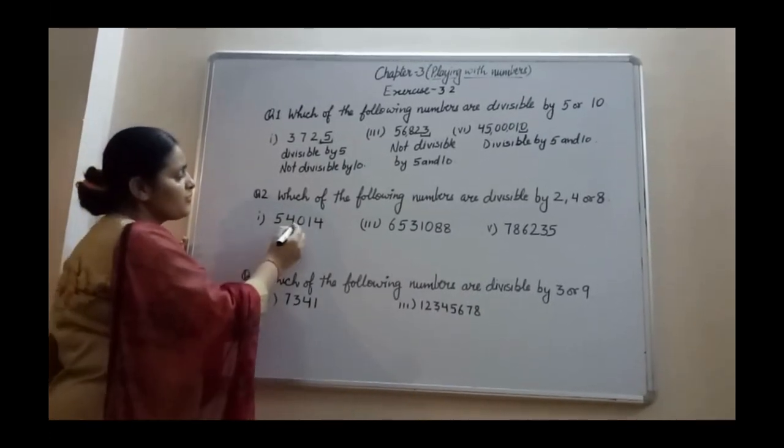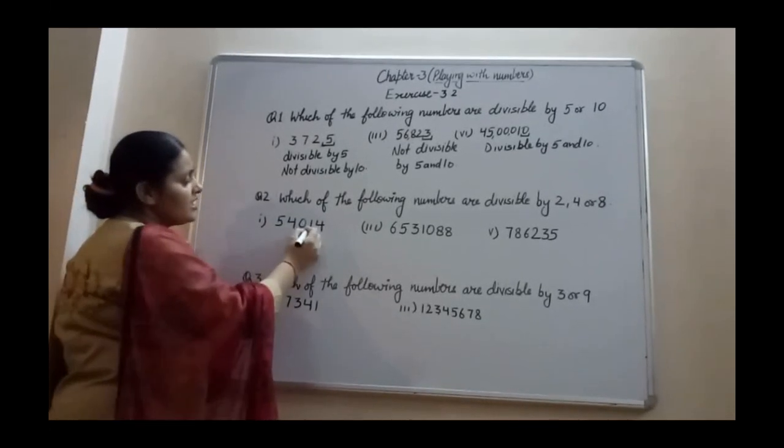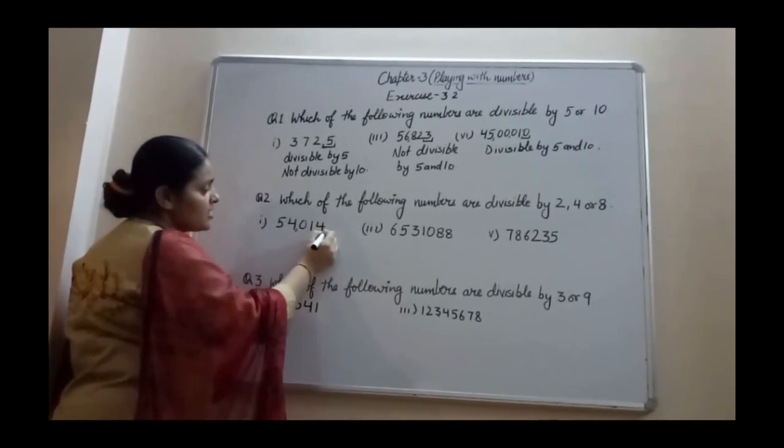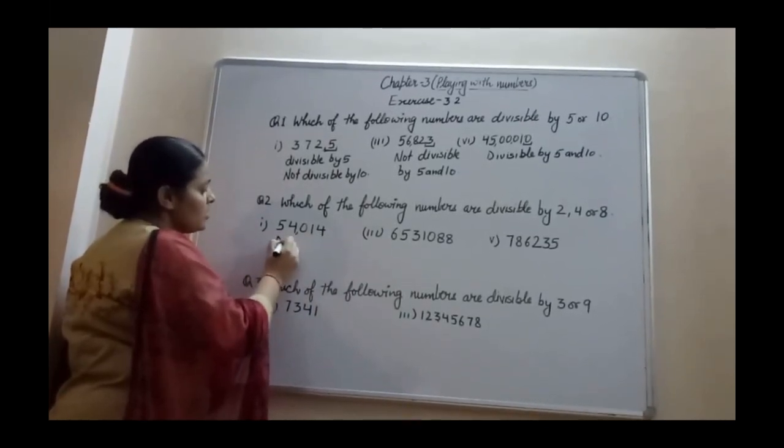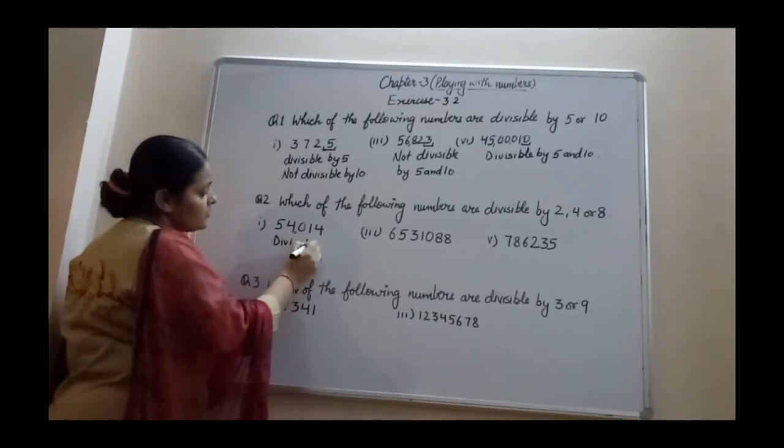So let's check the divisibility rules for the given numbers. The first number is 54,014. We can clearly see that the last digit of the given number is 4, that is an even digit. So this number is divisible by 2.